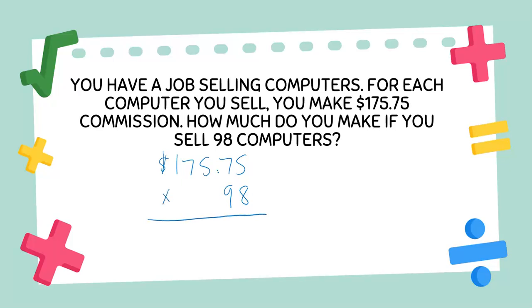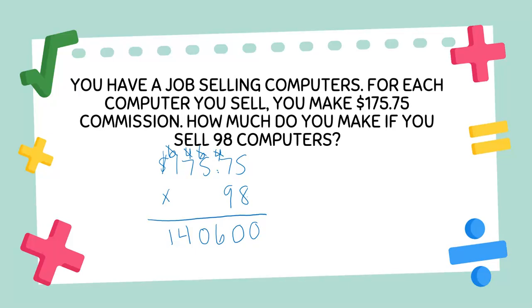Let's get to it. 8 times 5 is 40. Put down the 0, carry the 4. 7 times 8 is 56, plus 4 is 60. Put down a 0, carry the 6. 8 times 5 is 40, plus 6, 46. Put down the 6, carry the 4. 7 times 8 again, 56, plus 4 again, so 60. Put down a 0, carry the 6. 8 times 1 is 8, plus 6 is 14.